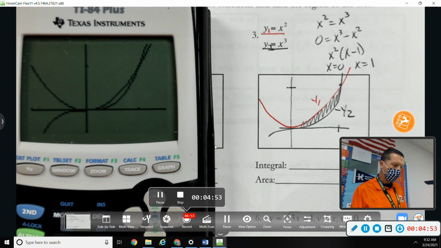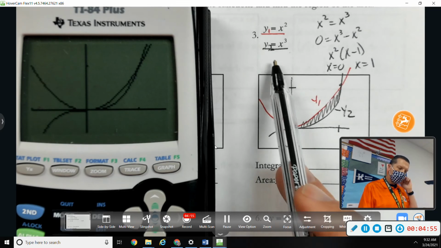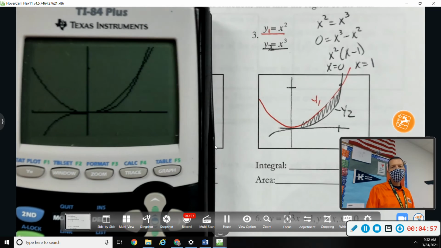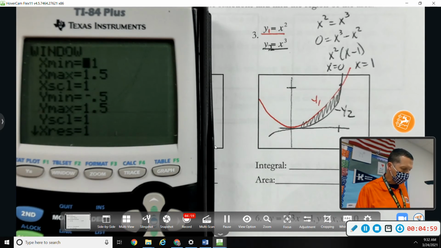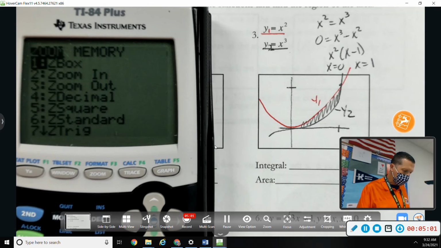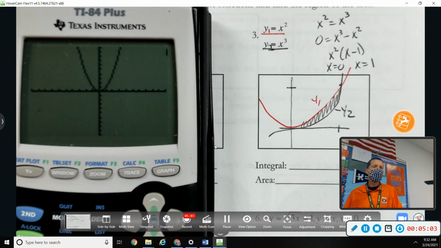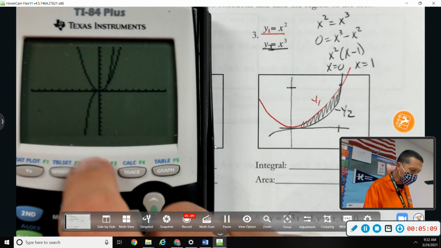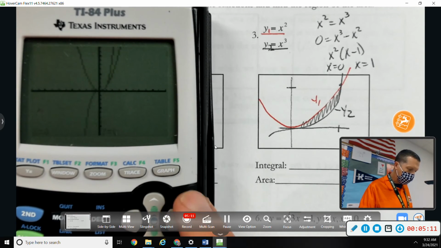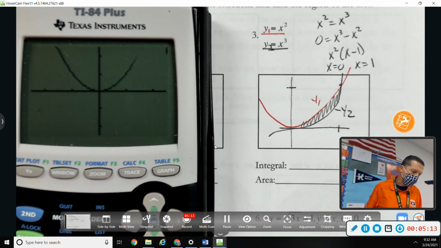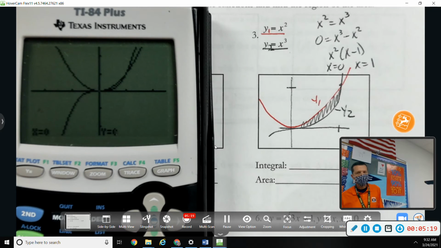Three. Again, the graph of that one is really hard to see, especially if you do a standard window, zoom standard, you can't tell what's going on. Then which one will be on top? So you have to zoom in and look carefully to see which one's on top. Let's see, there's the parabola. Here comes the x cubed. So the parabola is the one on top. So you've got to look carefully.